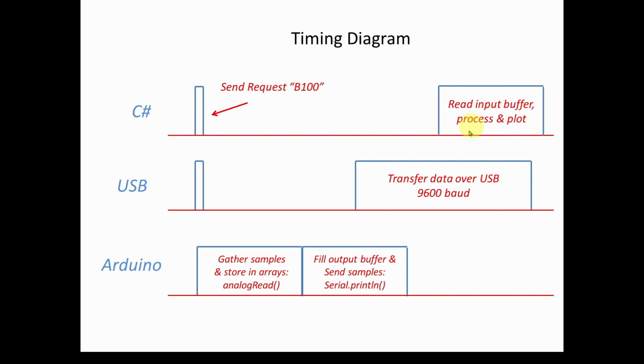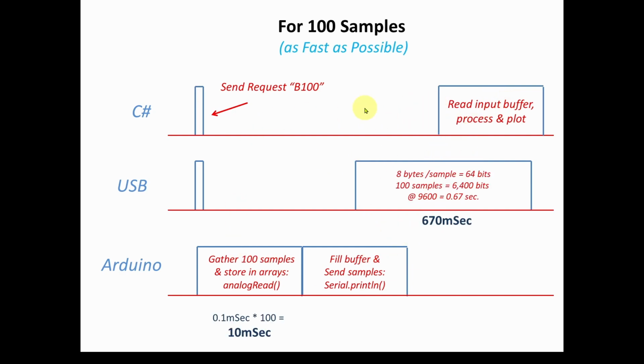We don't know how much, but we're going to have to figure out the relative values of how long this stuff takes. Let's take an example, 100 samples as fast as possible. So we're going to send the request B100 to the Arduino. And again, it has to gather the 100 samples and store them in arrays using analog read. So the first question, how long does analog read take? Well, if you look at the documentation, each analog read to get one value is about 0.1 milliseconds, okay? So might be more, might be less, but at least that's a good ballpark.